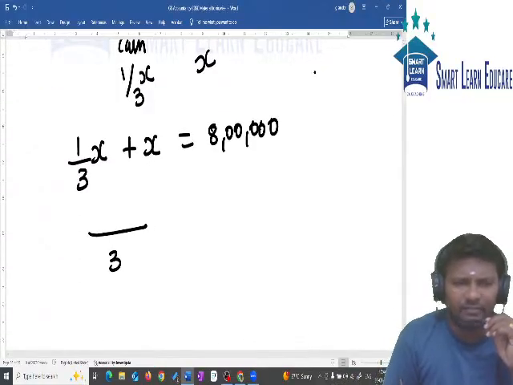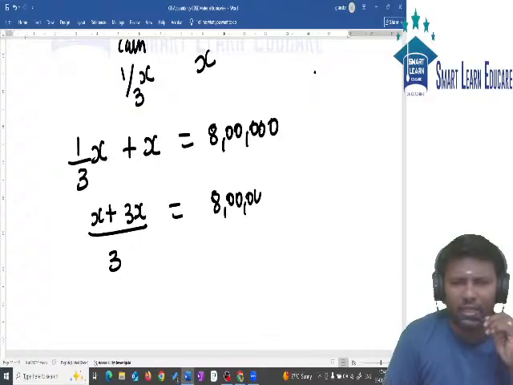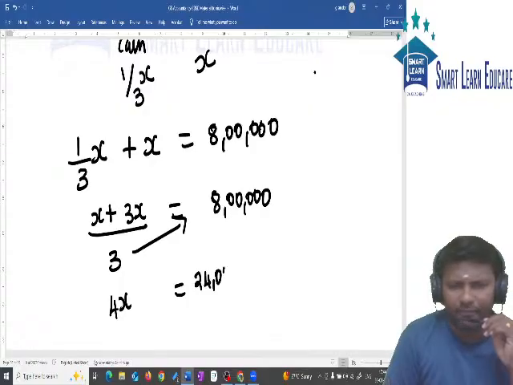LCM is 3. X plus 3X will give you 8 lakh. This will give you 4X. 4X is equal to this 3 you multiply with 8 lakh. 4X is equal to 24 lakh.